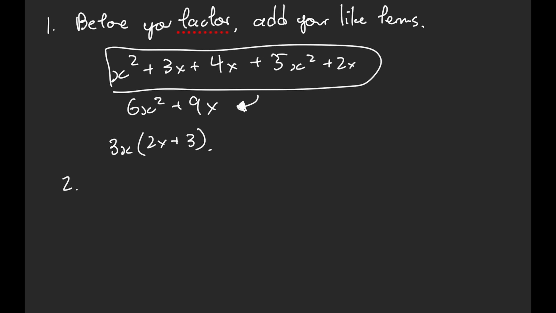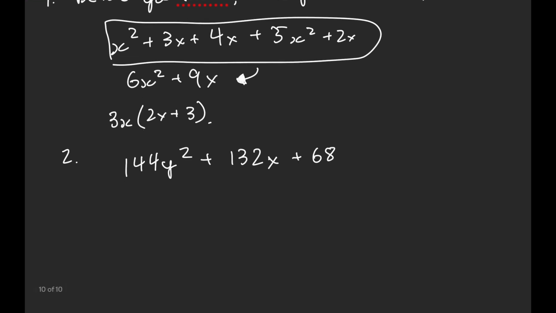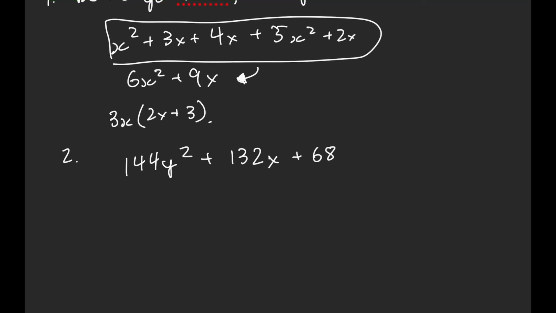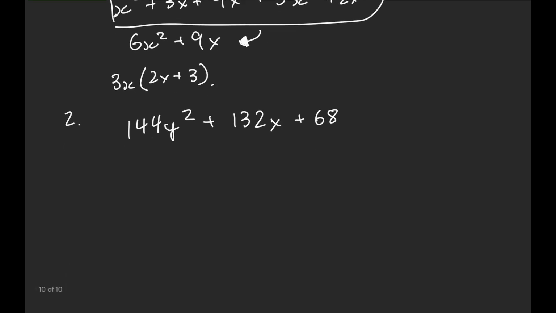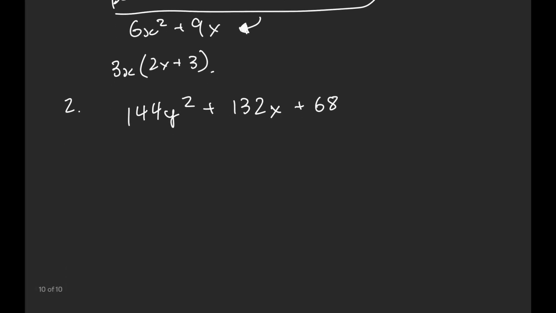Number 2. Constants are your friend. If they're very easily recognizable, then that usually makes factoring everything else a lot easier. So let's just say we have numbers like 144y squared plus 132x plus 68. And we wanted to factor this expression into a more condensed form. What we would do is we would just simply factor them constant by constant. So we know that everything here is going to be divisible by 2 because they end in even numbers. And now we can immediately factor out a 2.